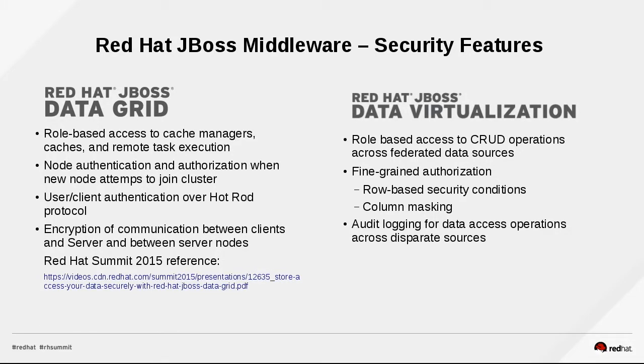If you look at our data products, that's JBoss Data Grid, our in-memory distributed caching, or in-memory data grid. That provides you role-based access control to cache managers. Since it's a distributed system, there is node-based authentication and authorization whenever a new node tries to join the cluster. We also have the ability to encrypt the communication not only between the client and the cluster, but also within the nodes of the cluster for security. We have a very detailed presentation on this topic from last summit with the URL there.